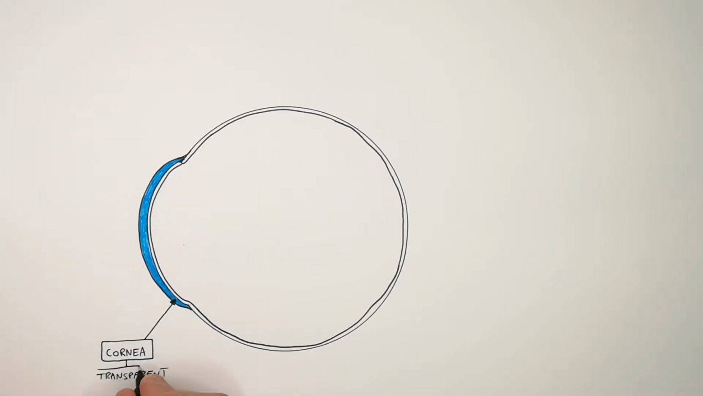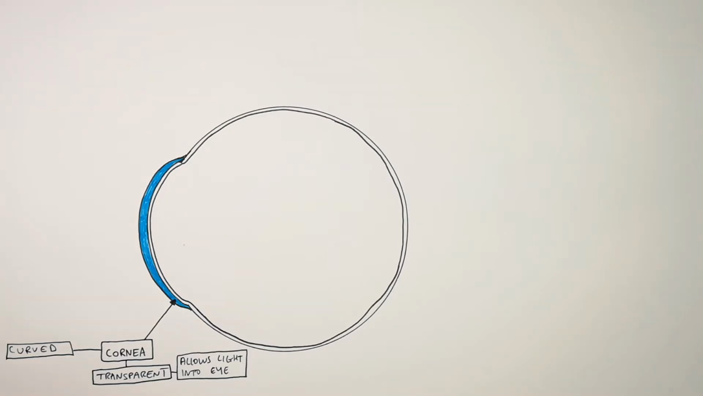It's transparent. It is transparent because it needs to allow light through into the eye. It is also curved. It is curved because it needs to refract the light, so bend the light towards the retina, which I'm going to explain in a later video.